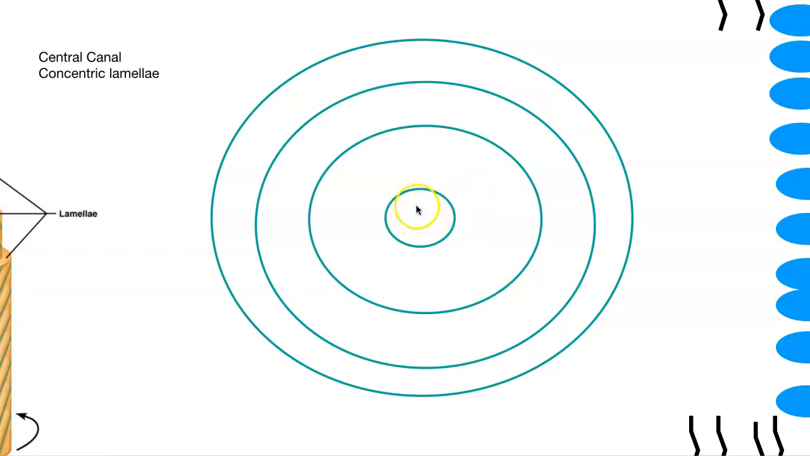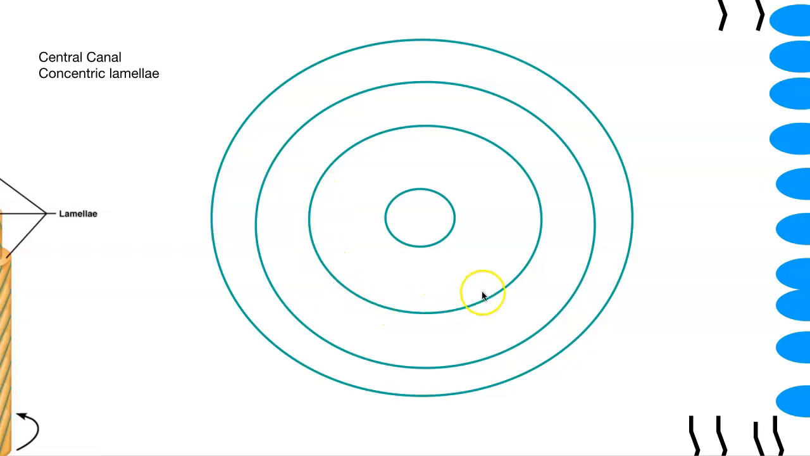In the center of the ring, right here, this is called the Central Canal. Now, the Central Canal is where blood is going to be coming, and it's going to be bringing blood to the osteocytes that are somewhere in here. So, Central Canal, the source of blood for our osteocytes.